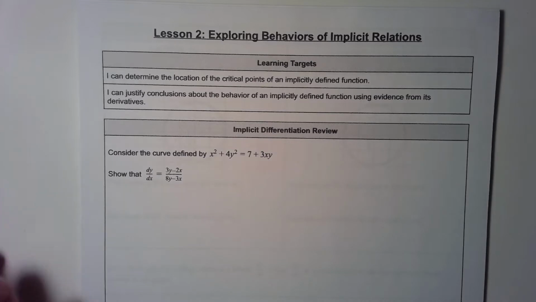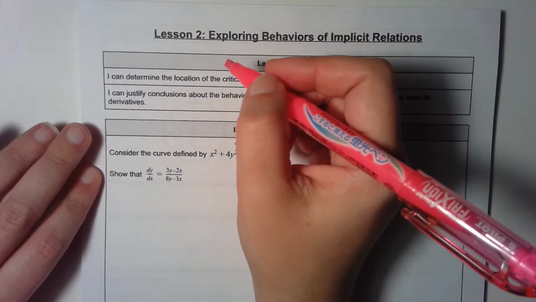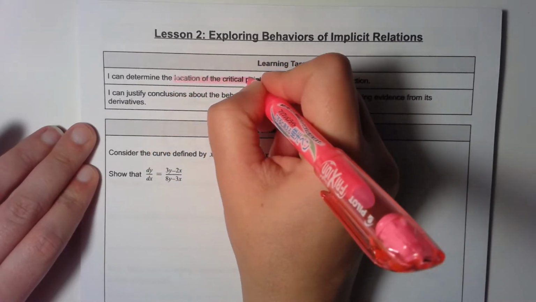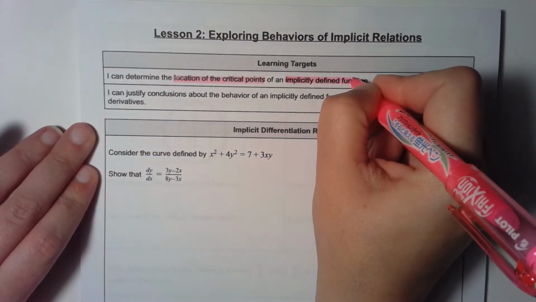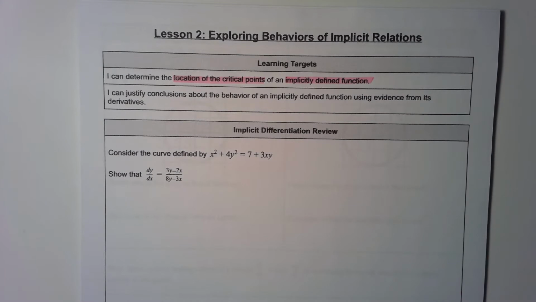So, we have two learning targets today. I can determine the location of critical points of an implicitly defined function. So we're going to need to think back and review implicit differentiation today.